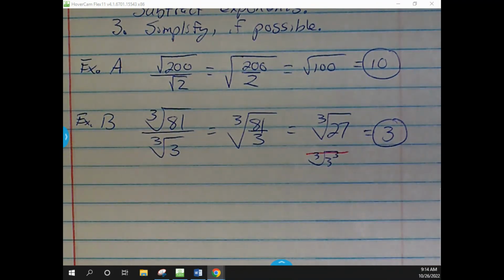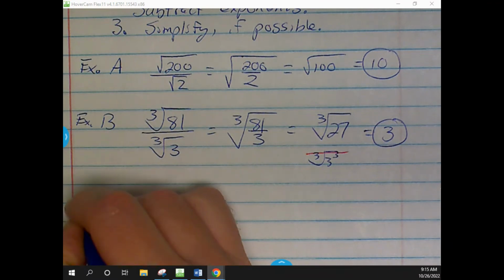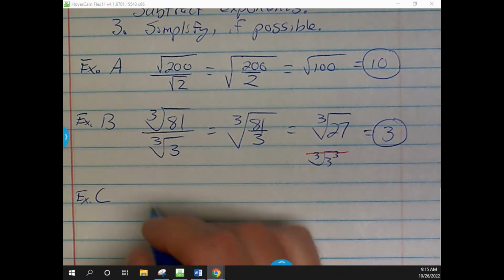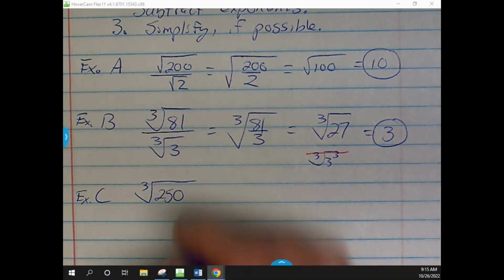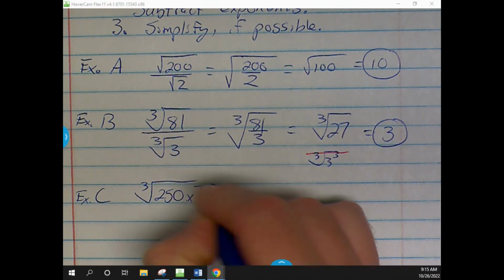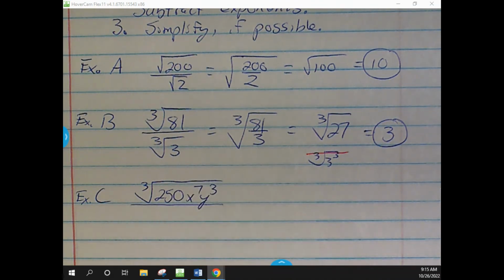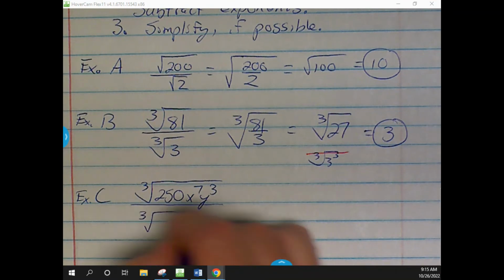Okay, I know somebody's thinking, every time we do this, are we always going to get just a whole number? No. Let's give you one where it doesn't work out perfectly, where you've got a mix of a radical answer and something that gets out. So let's do third root of 250 x to the 7th y to the 3rd, divided by third root of 2x squared y.